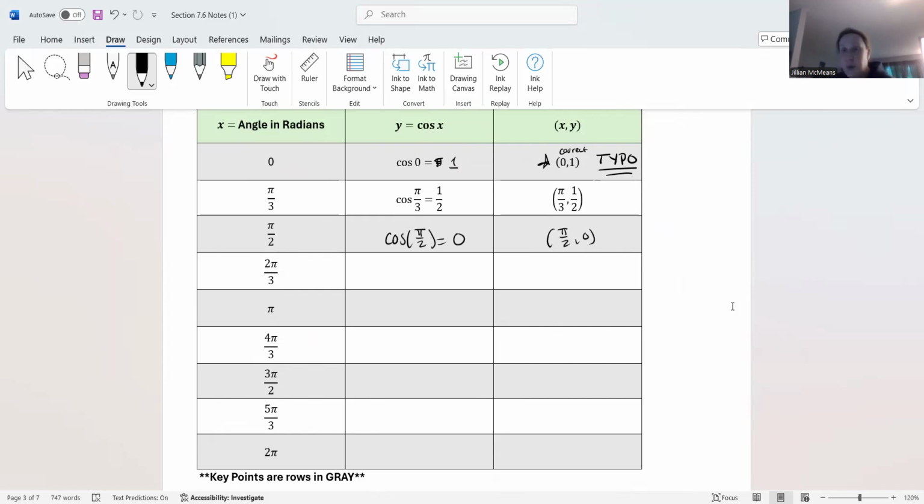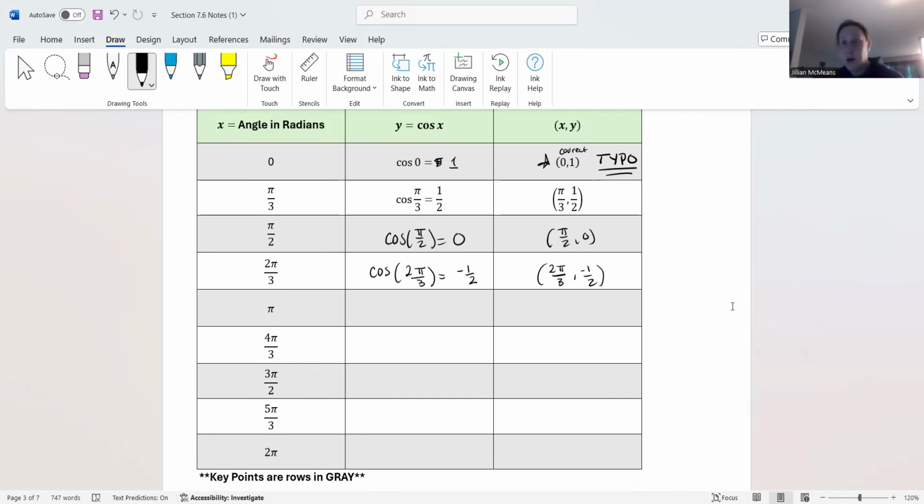Now, when we have 2 pi over 3 radians, we have cosine of 2 pi over 3, and that equals negative 1/2. So we have the ordered pair, 2 pi over 3 and negative 1/2. Make sure you've got that unit circle sitting in front of you.